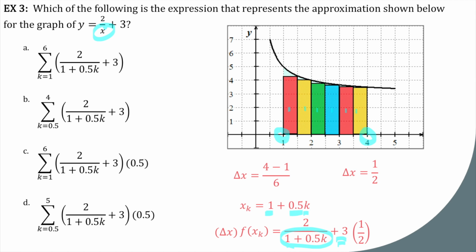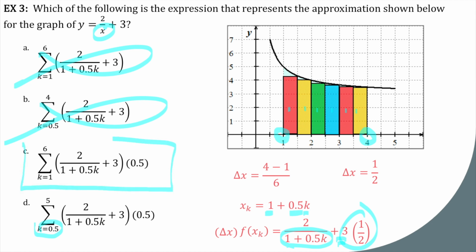Okay, so which of these expressions on the left is going to work for us? Not the first one, it's missing the 1/2. Second one is also missing the 1/2. D, I don't know why it goes from 0.5, but that would be what? Starting at half a rectangle? No, we do full rectangles. So rectangles 1 to 6 with our expression. The answer is C.